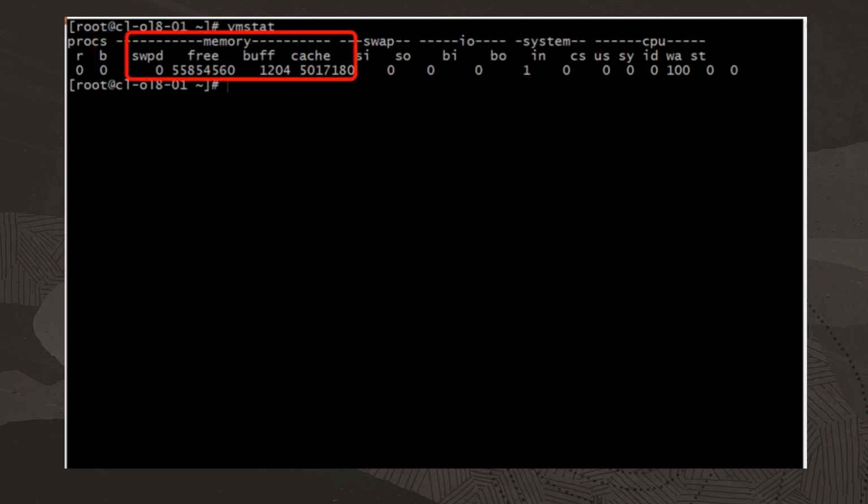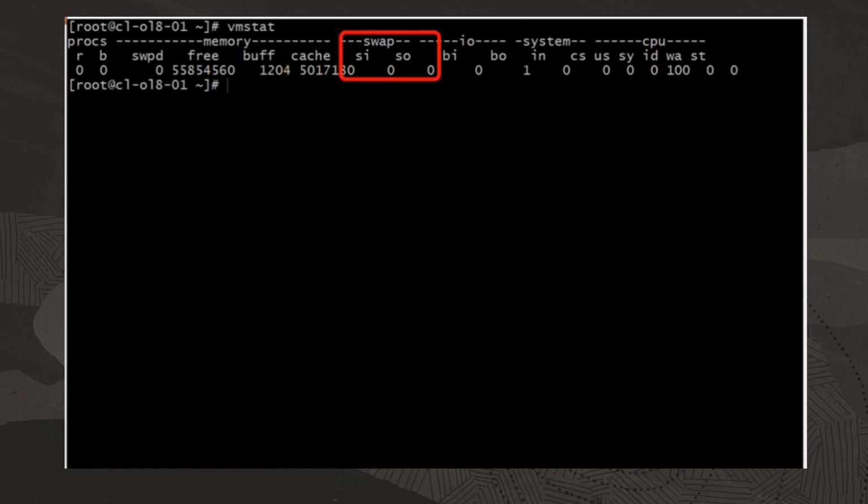The next 4 columns give information about memory. SWPD is the amount of virtual memory used. Free is the amount of idle memory. Buff is the amount of memory used as buffers. Cache is the amount of memory used as cache.